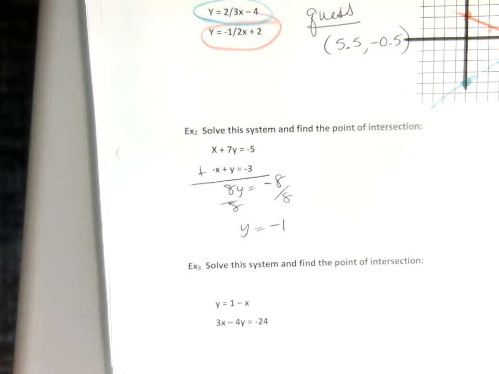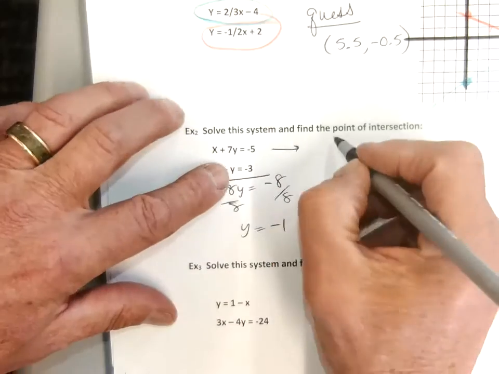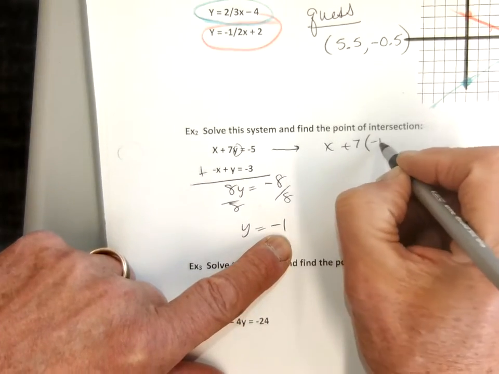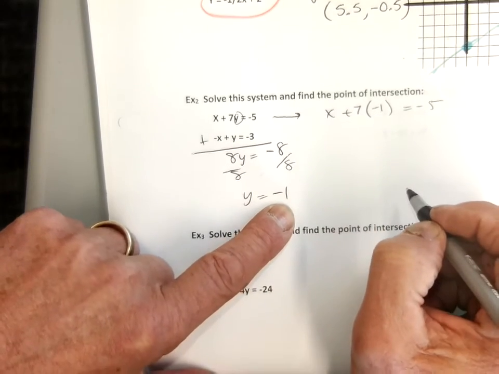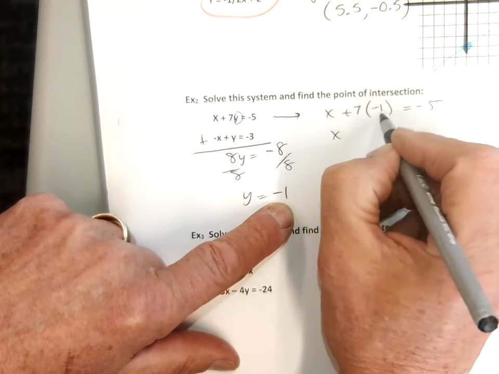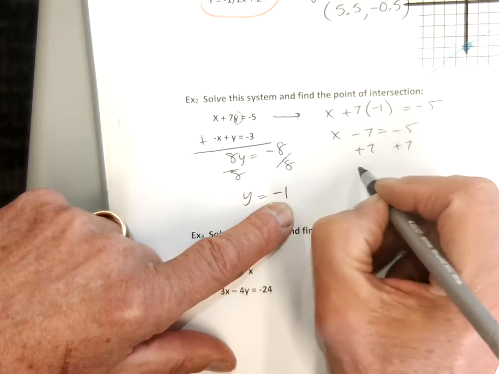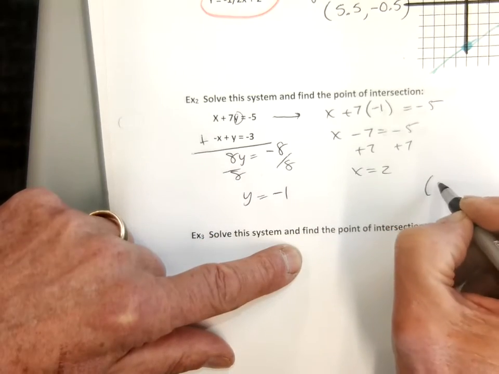Now, you can put this negative 1 into either equation, right? Either first or second, which one looks easier? You don't like negatives, that's fine. It does not matter which one you put it into at all. So the first one, that looks nice. So we'll go, instead of writing y, we're going to write negative 1. x plus 7 times negative 1 equals negative 5. 7 times negative 1 is a negative 7. Plus 7, x equals a positive 2, so alphabetical order.